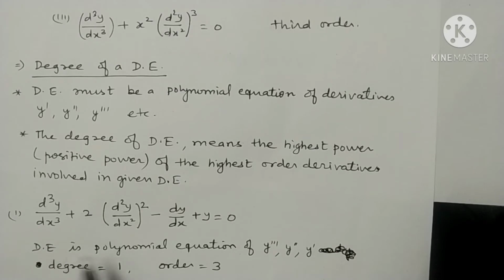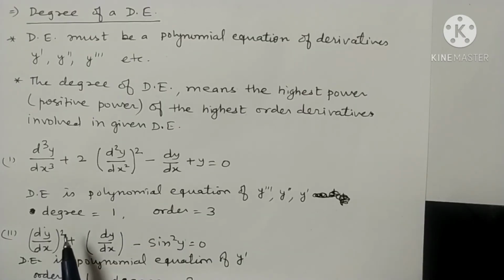Here the differential equation is a polynomial equation of y triple dash, y double dash and y dash. So the order is 3, because the highest derivative is 3. And the power of this highest derivative is 1. So we write here degree is 1.